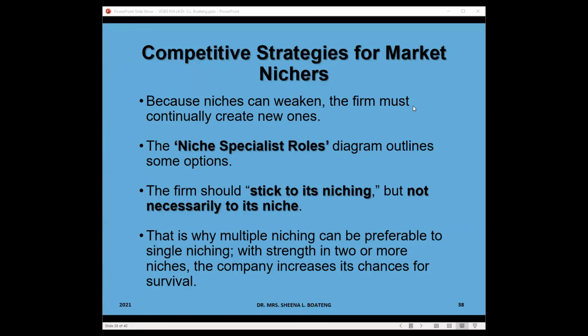That is why multiple niching is preferable to single niching. Because when a firm has two or more niches, they can diversify their strengths and their interests such that they can augment the weaknesses of one niche with the strength of the other and increase their chances of survival. Whereas if they focus on just a single niche, they run the risk of losing everything once that particular niche becomes too weak to generate any form of meaningful profitability or value to them as a firm.